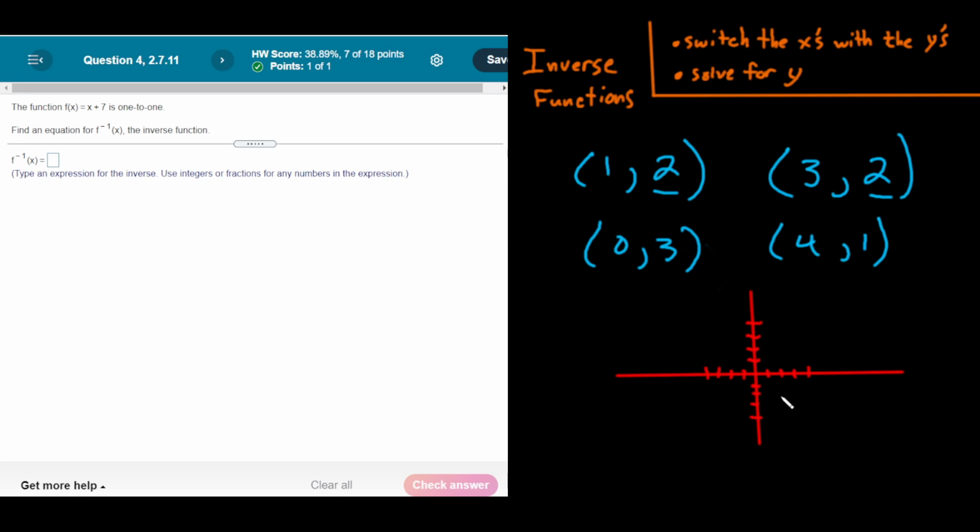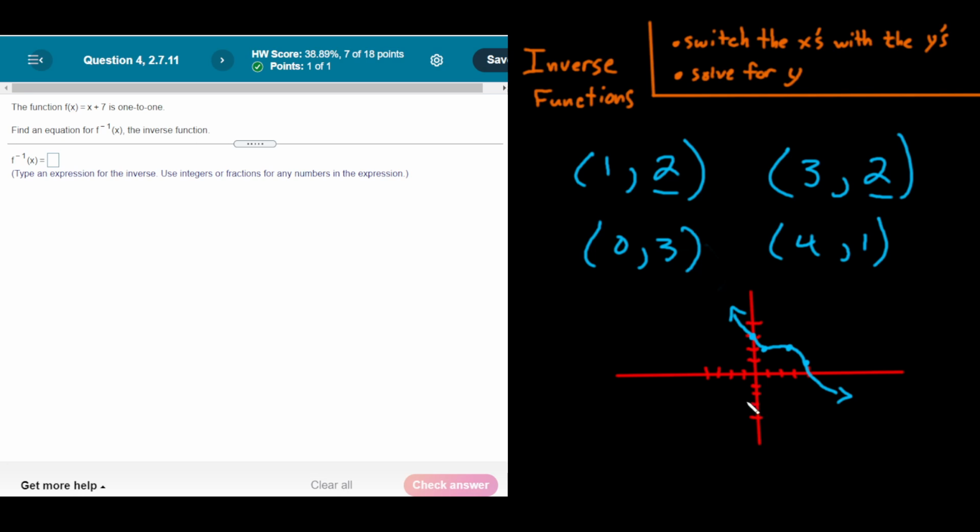Okay, so let's go ahead and start plotting. We have (1, 2). We have (3, 2). So (1, 2), (3, 2). We have (0, 3). And then we have (4, 1), which is right here. Now, you see all of these points right here? You can imagine a nice little graph connecting like this, something like that.